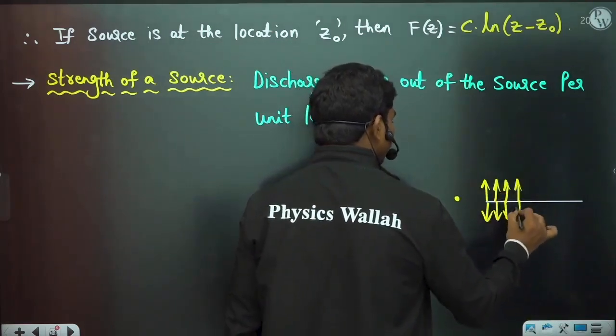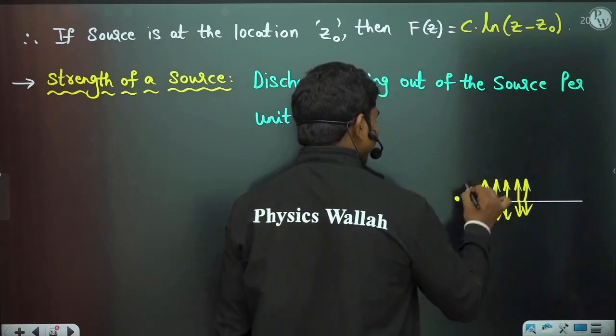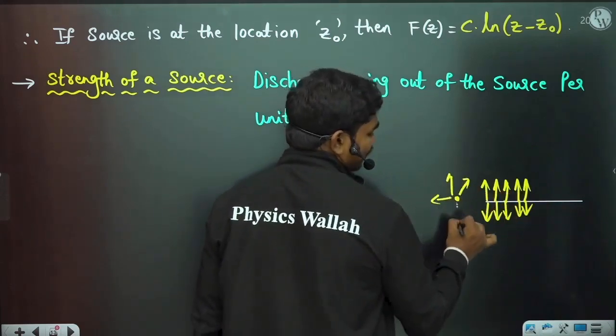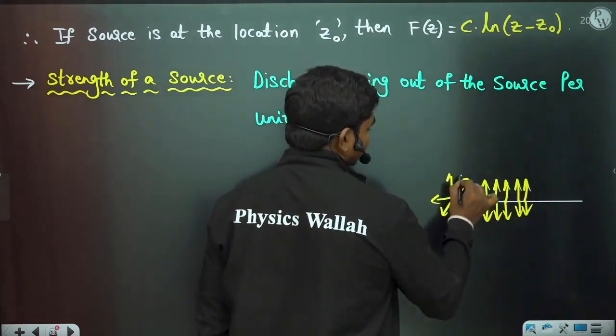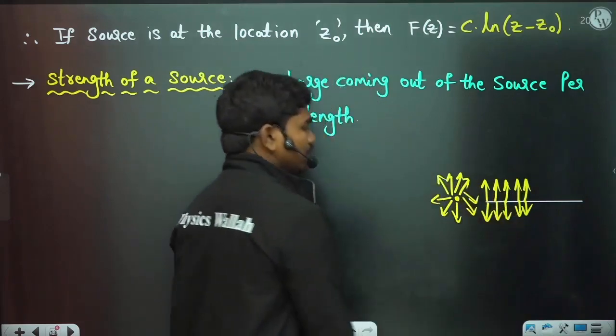The fluid is coming out in all the directions. Okay, so this is the side view of what you actually see in the front view. Actually, the source is like this. Now this is the side view.